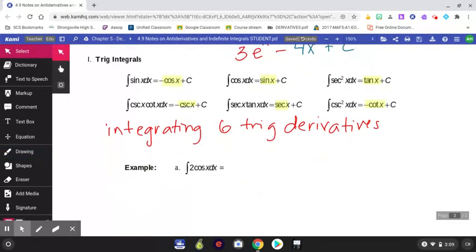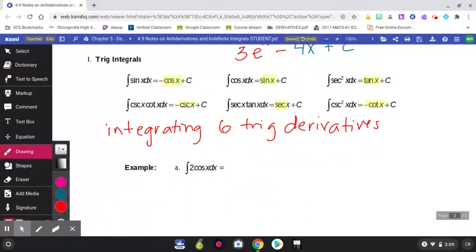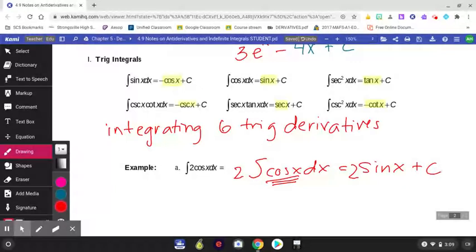Okay, so for example, I'm going to integrate 2 cosine of x dx. So I can bring that 2 out. And what this is really saying is, what do I take the derivative of to get cosine? I take the derivative of sine to get cosine, use that 2, and then a plus c.